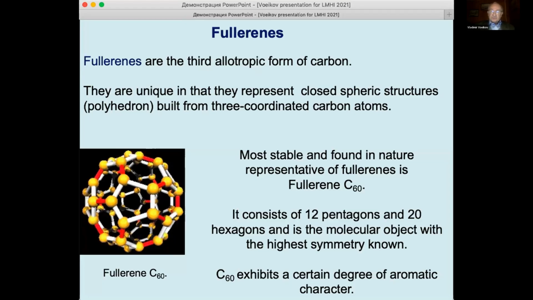There are many different fullerenes, but the most stable one, found in nature, is fullerene C60, which consists of 60 carbon atoms. It is built of 12 pentagons and 20 hexagons, and is the molecular object with the highest symmetry known. C60 shows a certain degree of aromatic character because of the 3 coordination of carbon atoms.